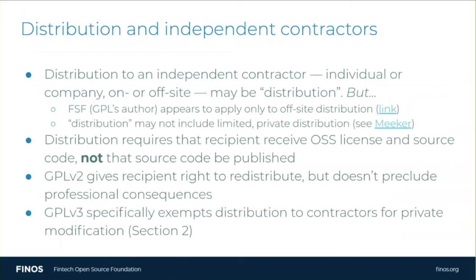Now, I realize the question of individual independent contractors working on site is a particular concern for a lot of our members. There's nothing that I'm aware of in the copyright law or in cases that suggests that an independent contractor who is working, you know, 40 hours a week at your company is anything other than a third party for the purposes of distribution. But there are a couple of factors that suggest that this may not be distribution, at least in the context of the GPL. So the Free Software Foundation has an FAQ entry on their website that suggests that they're only concerned with offsite distribution. Now, I'm going to go ahead and bring up that entry.